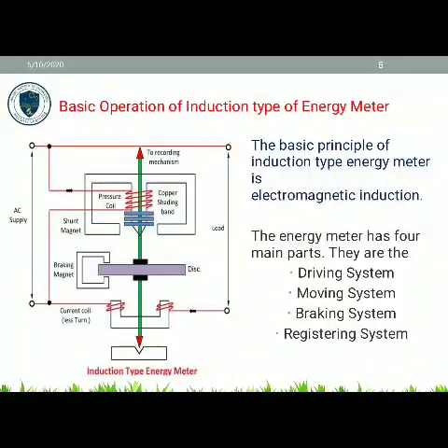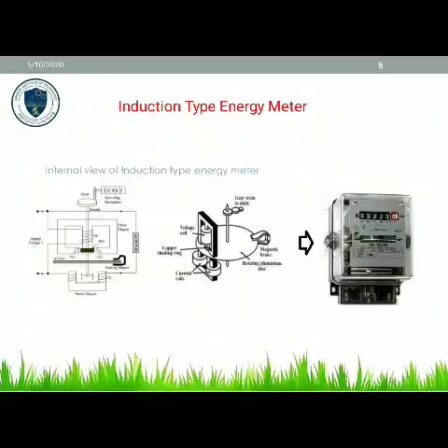The fourth one is the registration, the counter mechanism. The main function of the registration or counting mechanism is to record the number of rotations of the aluminum disc. Their rotation is directly proportional to the energy consumed by the loads in kilowatt hour. The rotation of the disc is transmitted to the pointers of the different dials for recording the different readings. The reading in kilowatt hour is obtained by multiplying the number of rotations of the disc with the meter constant.